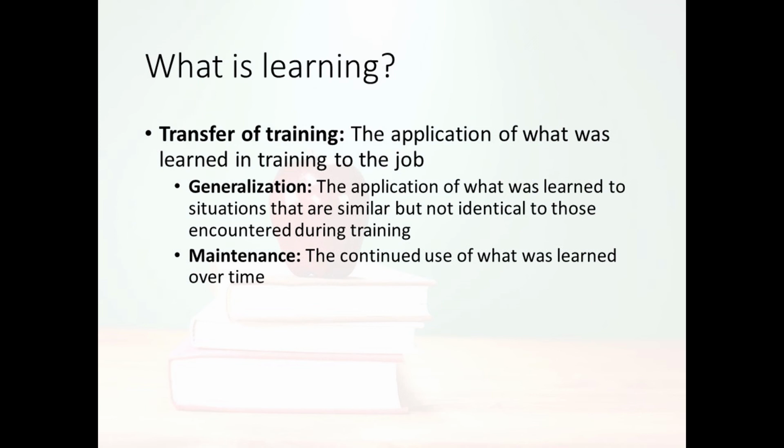Generalization occurs when trainees apply information from the training environment to a work environment that is similar to, but not identical to, the training environment, which is the case for many people. Many people are trained in situations that are different from the situations they face on the job. Maintenance is related to that idea that if we don't use something, we lose it. Use it or lose it. Maintenance involves the continuous use of some knowledge or skill or behavior on the job.